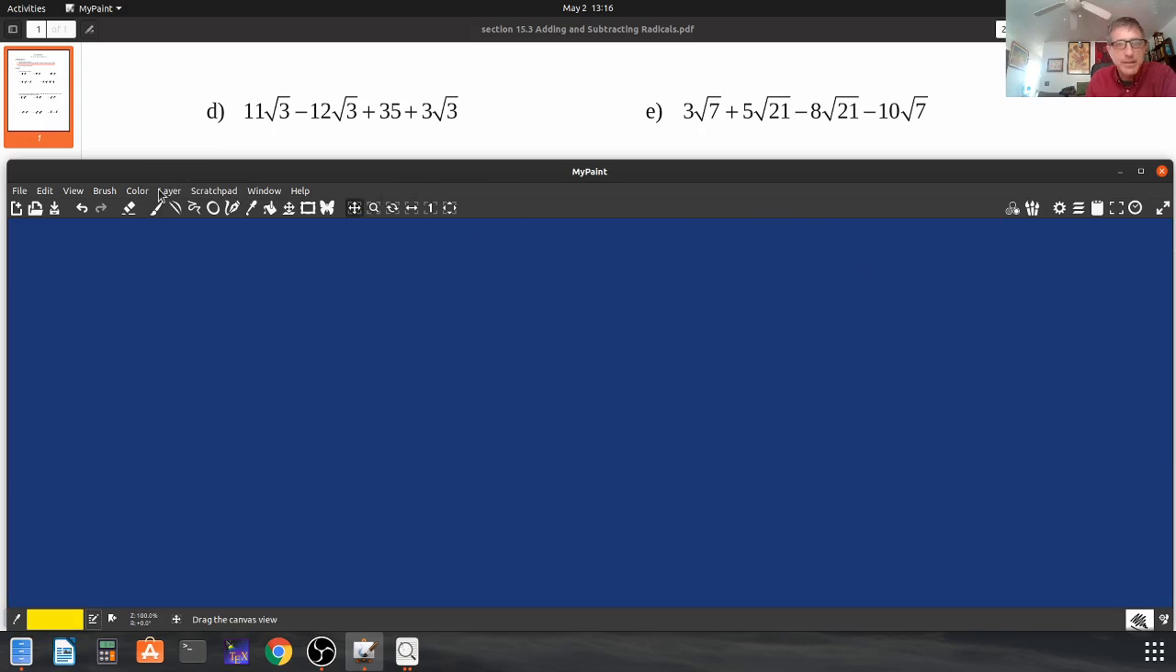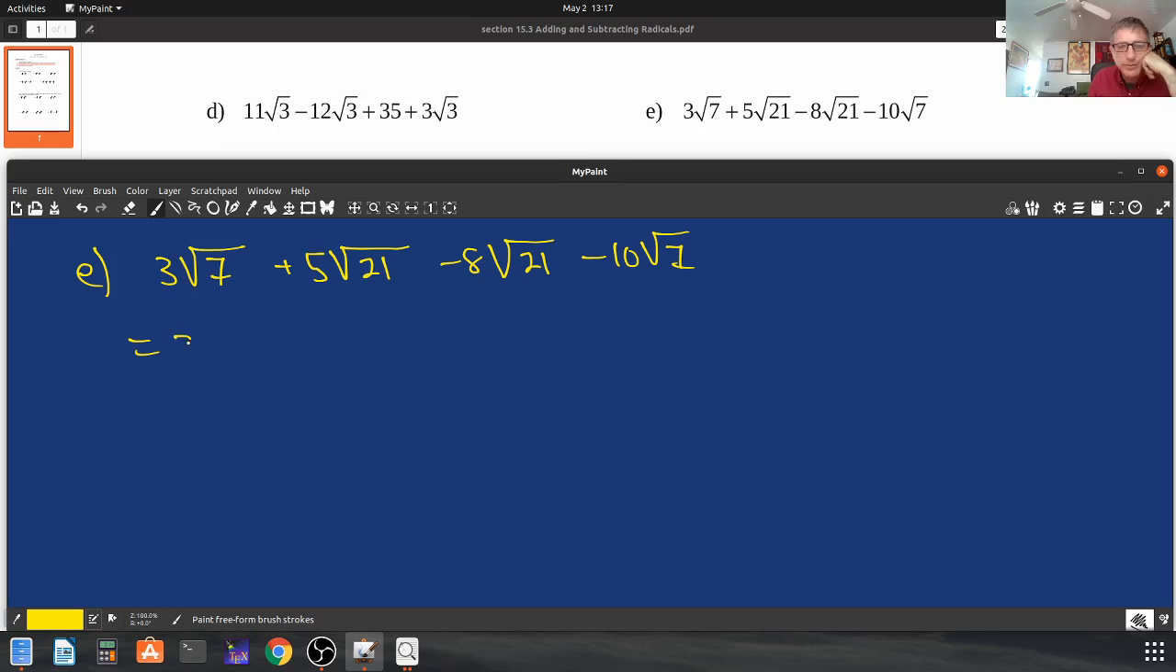Works exactly the same. Same principle there. This is number E. 3 on the square root of 7 plus 5 on the square root of 21 minus 8 on the square root of 21 minus 10 on the square root of 7. So let's collect like radicals.